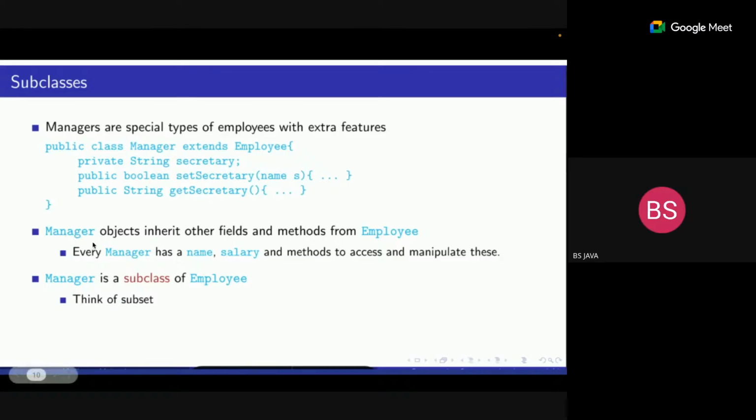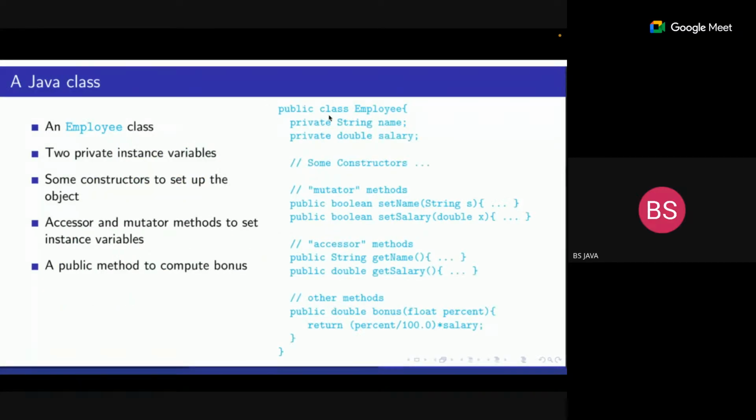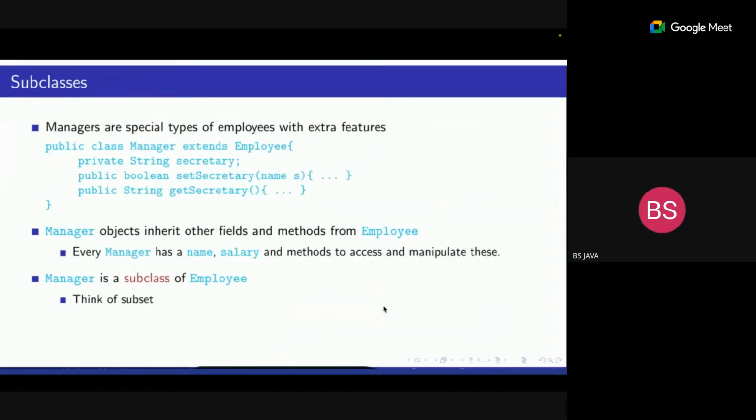Just see the definition. Manager objects inherit other fields and methods from employee. Which fields? Now manager will also have name, salary, and all these methods. Along with that, it has secretary, set secretary, and get secretary methods. Every manager has a name, salary, and methods to access and manipulate these. Now we can call manager a subclass of employee. Employee is the superclass. Other terms are parent class and child class.